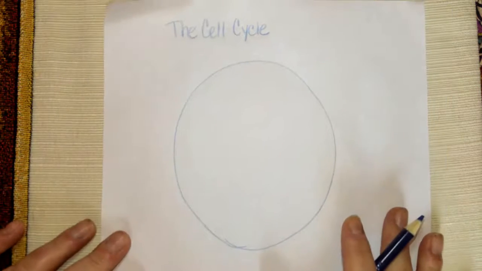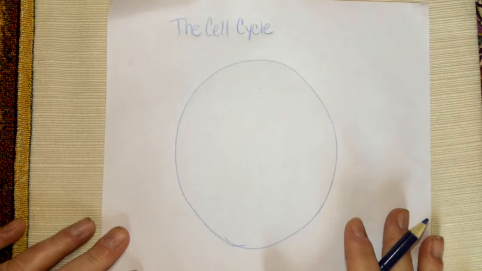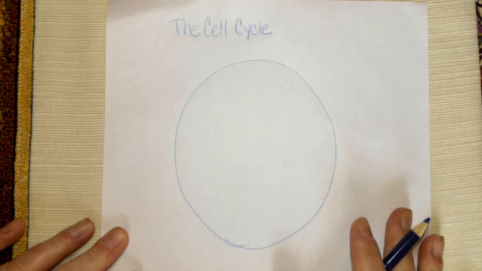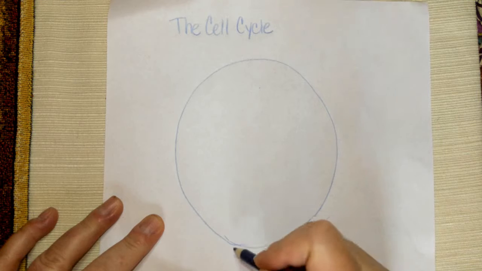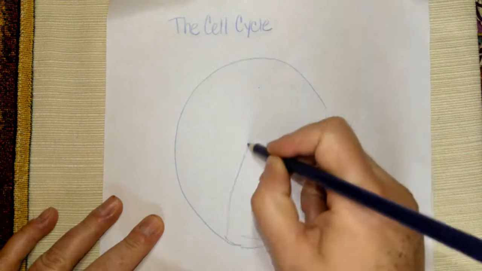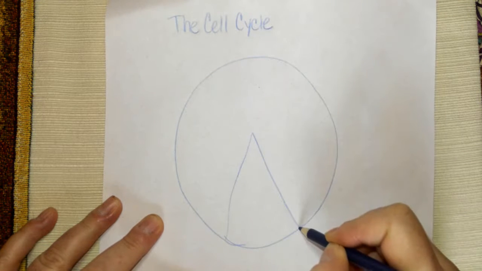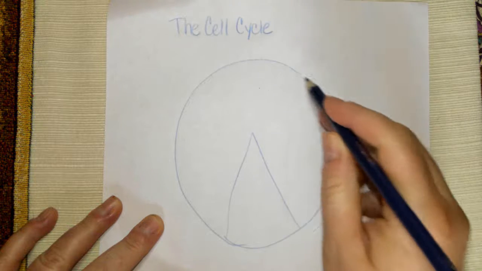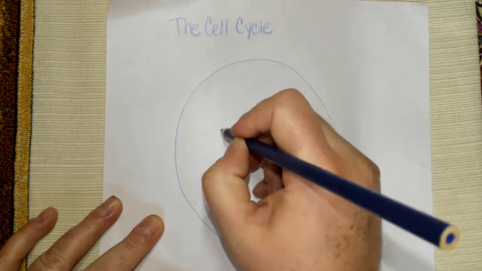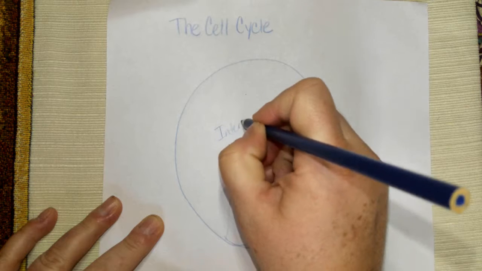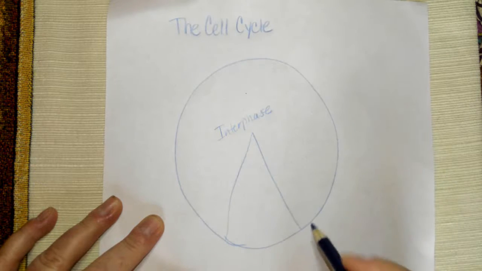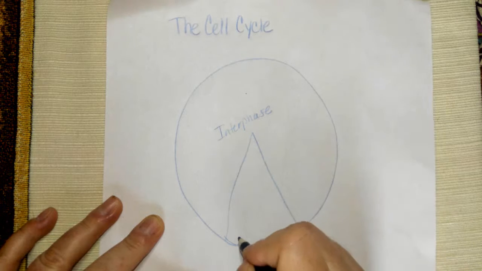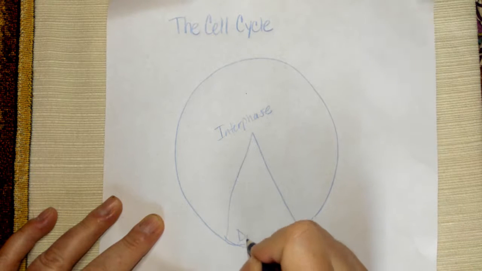Okay, today we're going to talk about the cell cycle. The cell cycle is what happens in a cell during its lifetime. Most of the time, a cell is in the phase called interphase. So if I were to break this up, all of this in here is when the cell is in interphase. And interphase just simply means in between. So this little piece of the pie down here is when the cell is actually going through division.